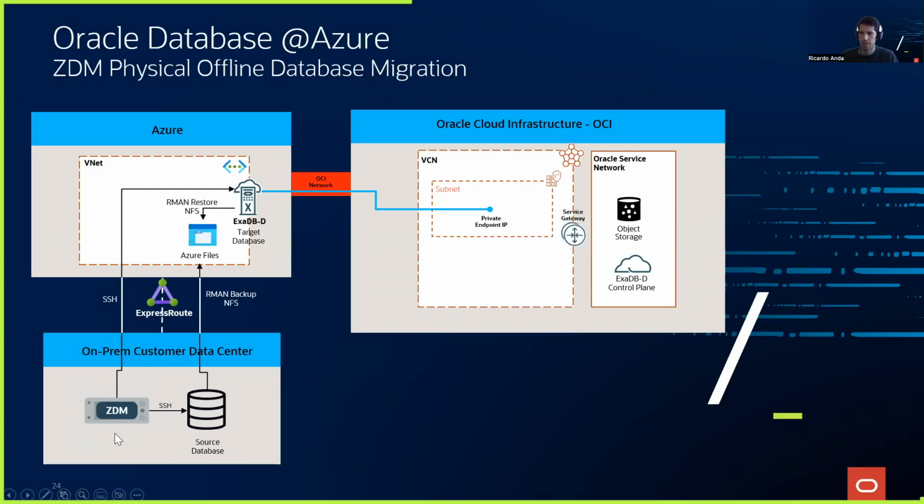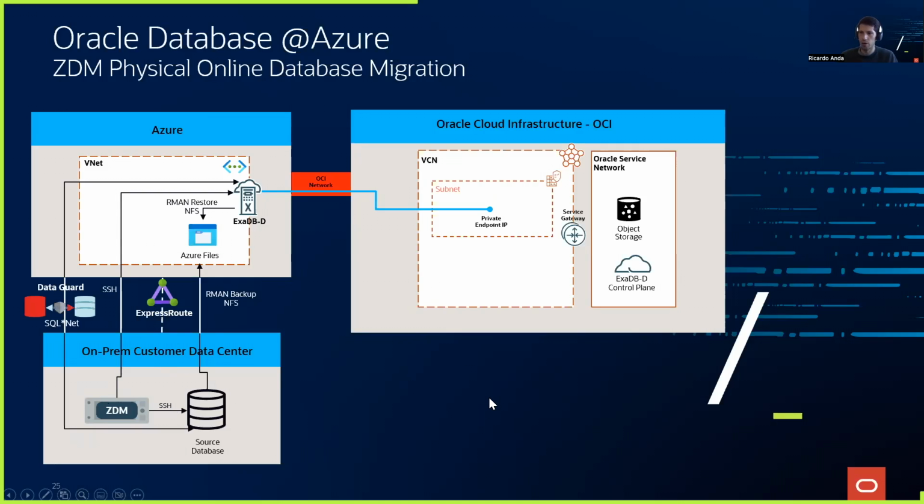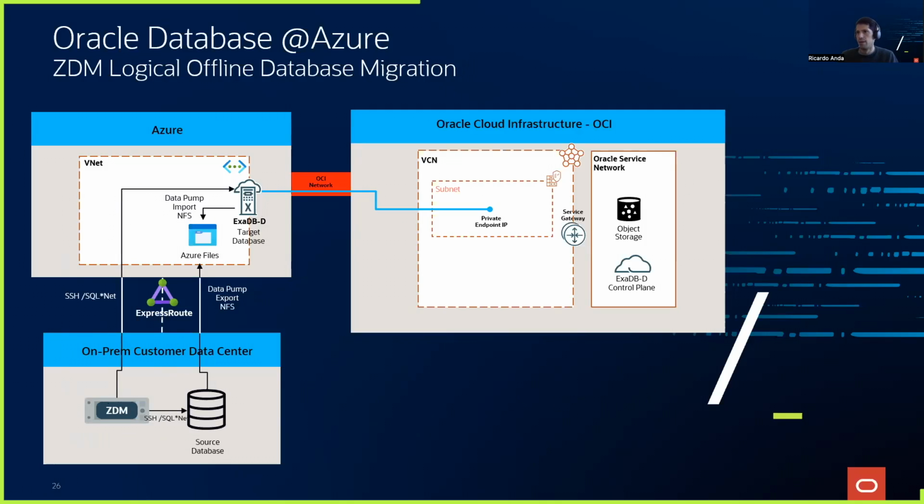So we deploy setDM here. setDM, again, orchestrates. We'll need to have all these ports open, but the connection will be via this ExpressRoute directly to Azure. Okay, so this is the physical offline scenario. The physical online will be the same again, with Data Guard that requires SQLNet. And then again for logical offline. So this is one of the scenarios, where the customer's Azure is connected to their on-prem data center via ExpressRoute.